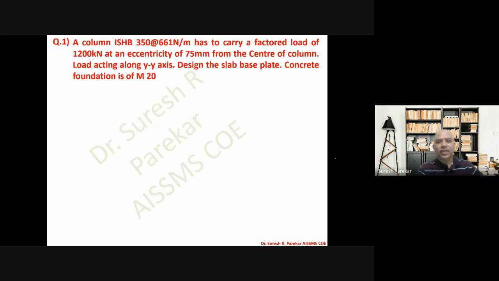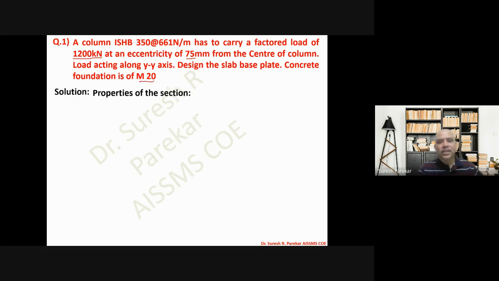Column ISHB 350 at 661 Newton per meter has to carry a factored load of 1200 kilonewton, and this is at an eccentricity of 75 millimeter from center of the column. Design the slab base plate. Concrete foundation is of M20.